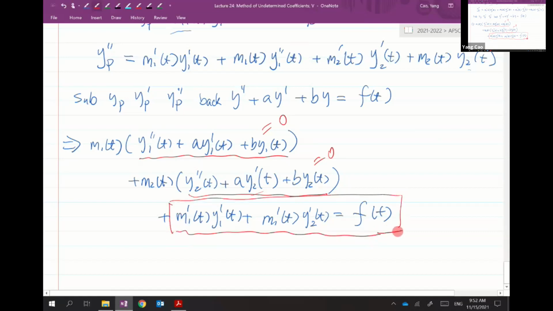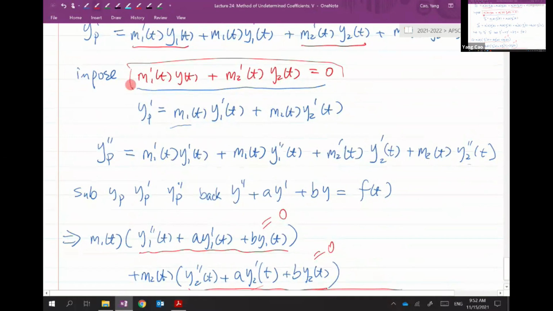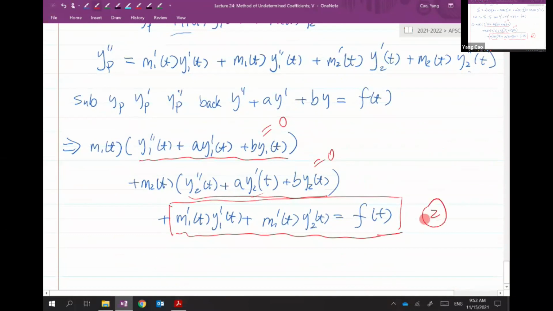Okay. So now you have this expression and this expression, equations 1 and 2, and we'll be able to work from here based on these two equations. So we'll continue from here in the next lecture.